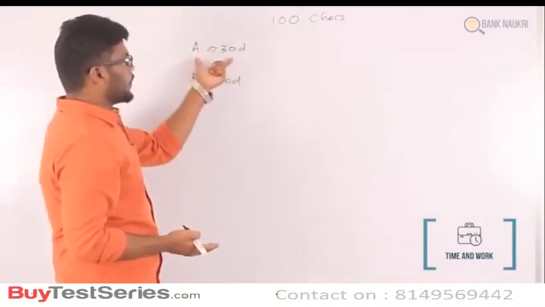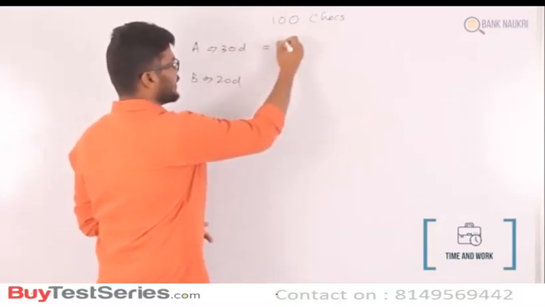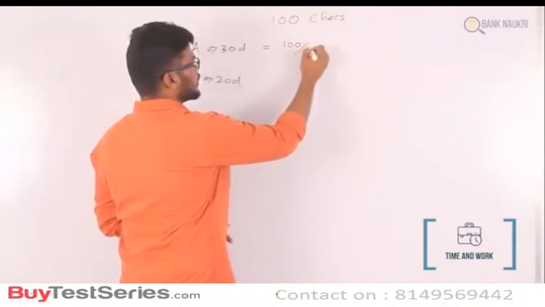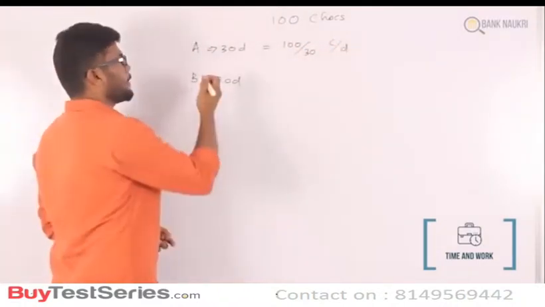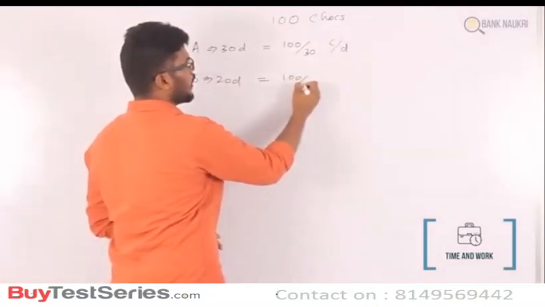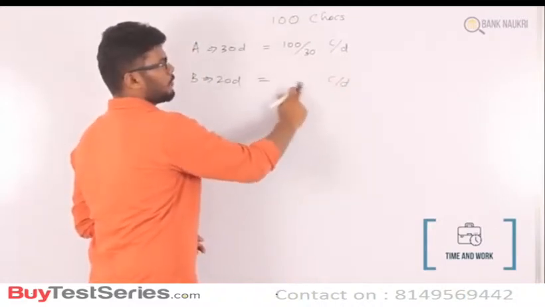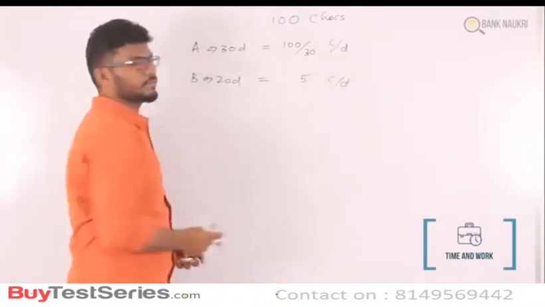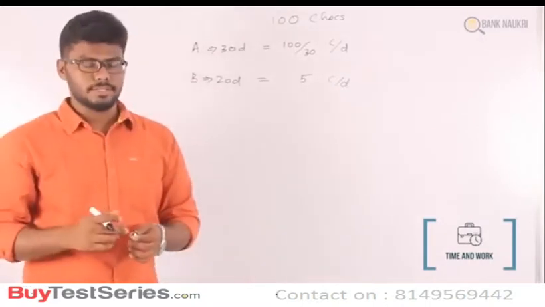Now A can complete 100 chocolates in 30 days. So it means he can eat 100 by 30 chocolates per day. Am I right? Yes. B can complete 100 chocolates in 20 days. It means he can complete 100 by 20 chocolates per day, which is nothing but 5 chocolates per day, right? Now, we have to solve this question to get the answer.